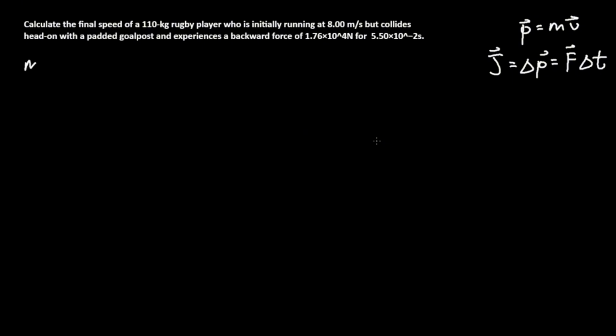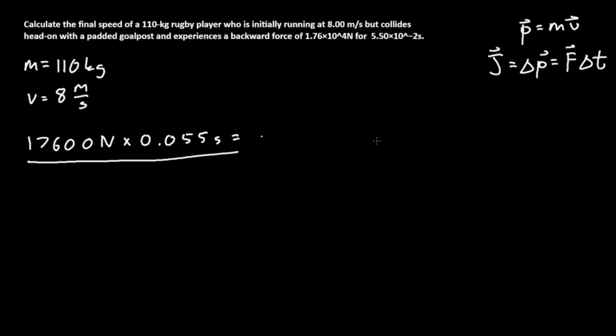So let's write down all the information we have. We have a mass of the rugby player, 110 kilos, who's initially running at 8 meters per second. So this guy's definitely not a linebacker. He's running pretty fast. But collides head-on with the padded goalpost and experiences a backward force for this amount of force in this amount of time. So this immediately indicates impulse. Force times time is equal to impulse. So we can set up that equation like so.